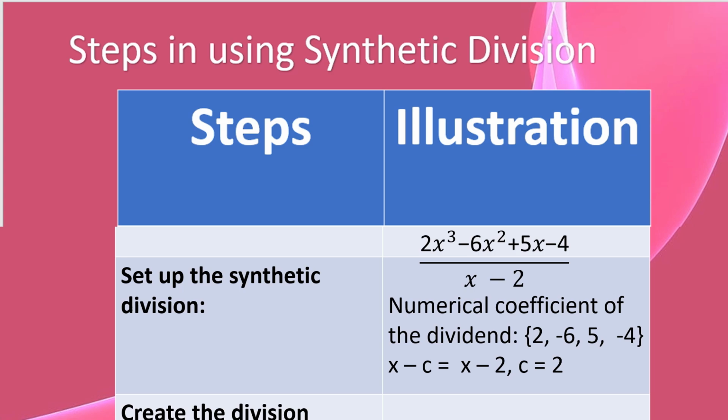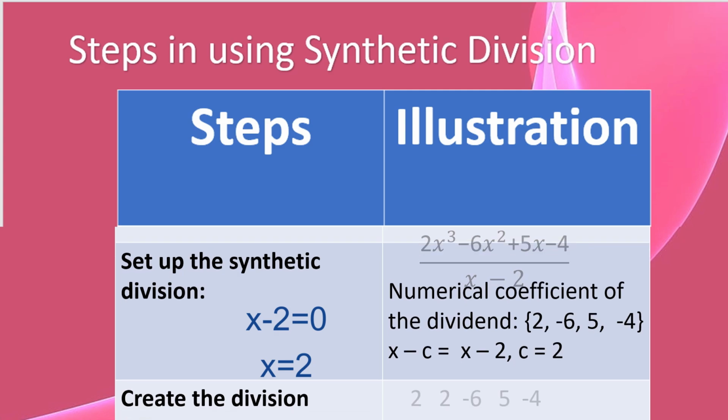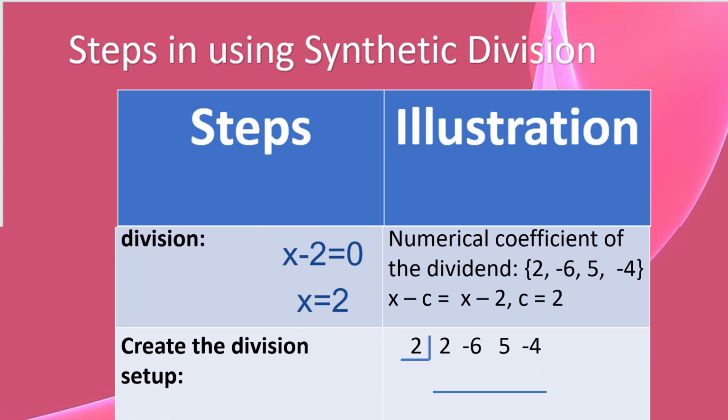To set up synthetic division, we need the value of x that makes the divisor equal to 0. In this case, x minus 2 equals 0 when x equals 2. Write this value on the left of the synthetic division box and place the coefficients of the polynomial across the top.